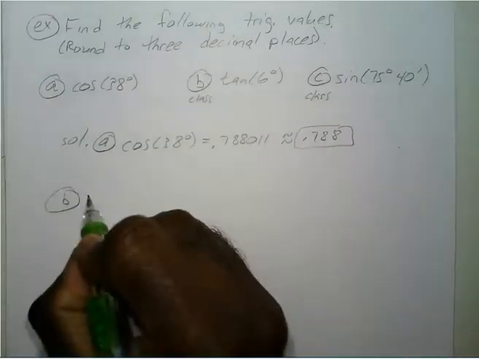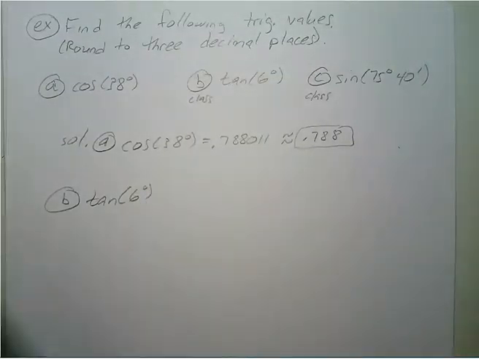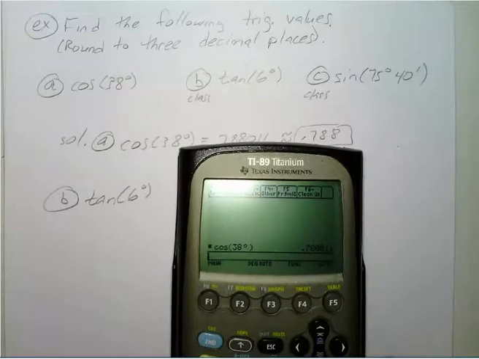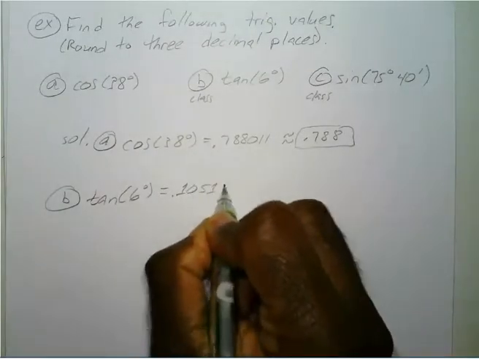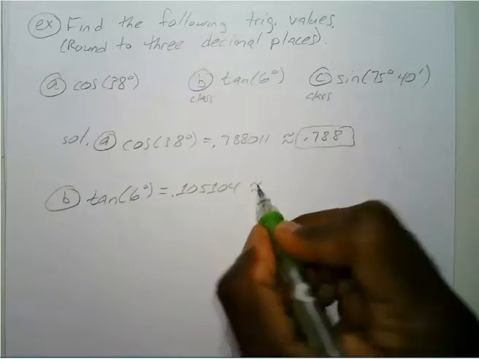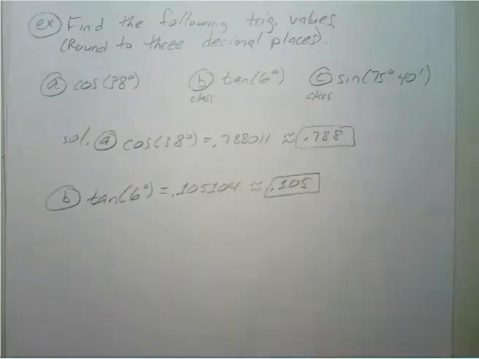Okay, so for B, we have tangent of 6 degrees. Let's go ahead, get that up there. So we have tangent of 6 degrees is 0.10510514. And rounded, it's just 0.105. Round it to 3 decimal places.